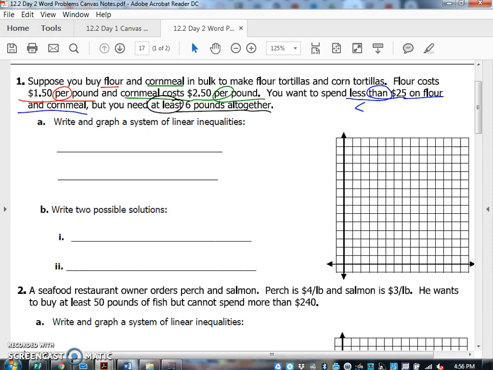However, I need to buy at least 6 pounds altogether. At least means 6 is my minimum, which means I need to buy more than 6 pounds, like 7, 8, 9. So when I say at least, I'm going to also have a greater than sign. At least tells me a minimum, which means every value has to be greater. So now I can write two inequalities. I know how much I can spend is less than $25.